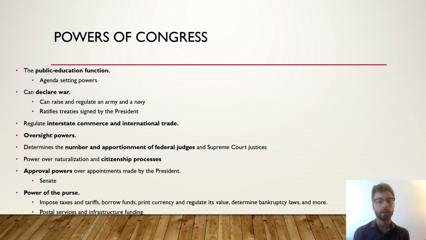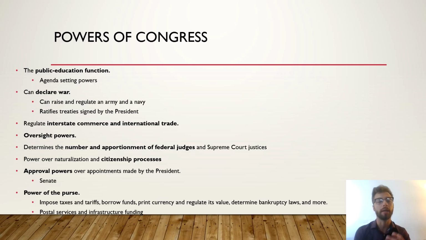So let's look at the specific powers of Congress. Now, these powers are divided between the House of Representatives and the Senate. We'll explore some of the differences between the two bodies in just a moment. But when we look at the powers of Congress at large, it's important to understand these general responsibilities and powers.